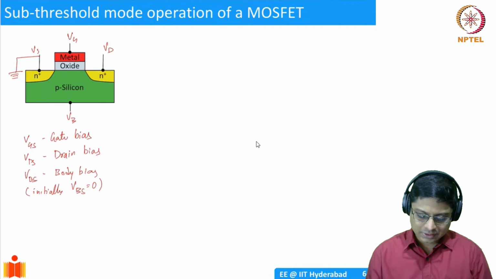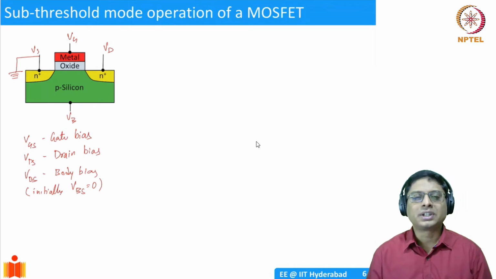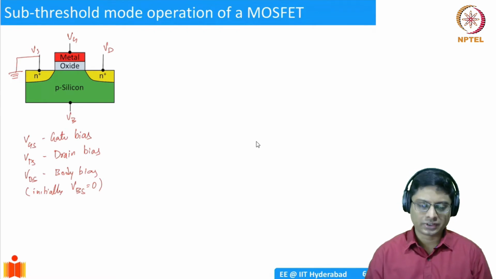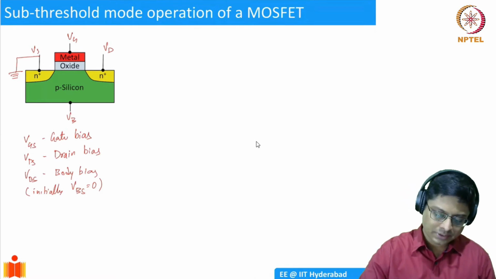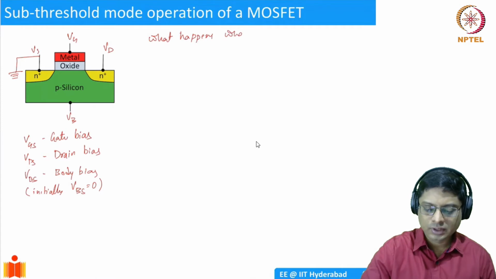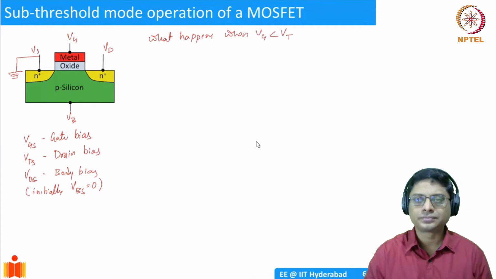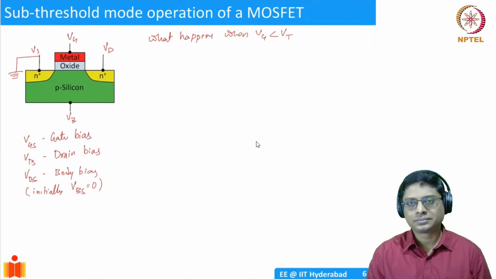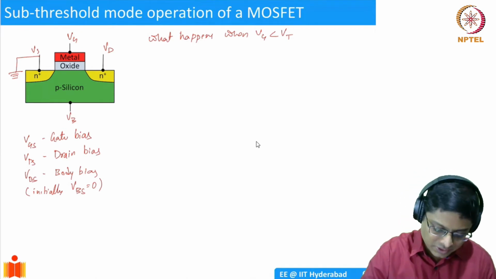So once you have this, what happens? You have essentially two voltage sources. You can change the gate voltage, you can change the drain voltage. So what happens when you change these things? The first thing we want to ask is, what happens when VG is less than VT? What does it mean? There is no inversion charge. We may have depleted the MOSFET. We might have created a depletion region here.